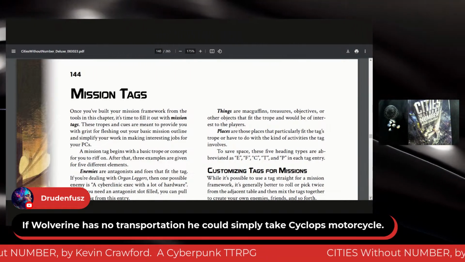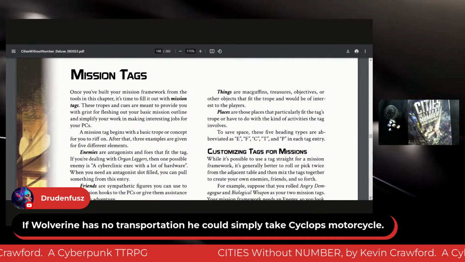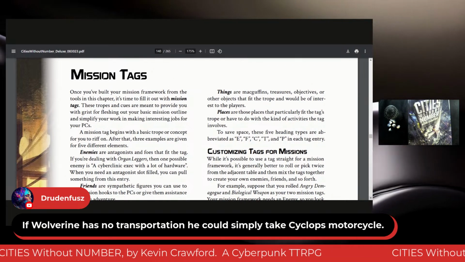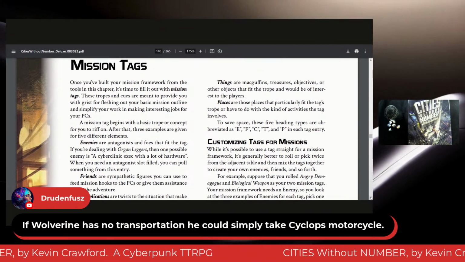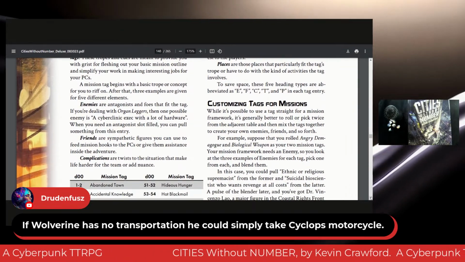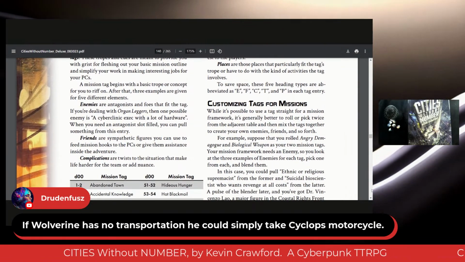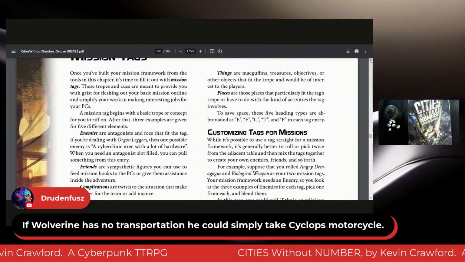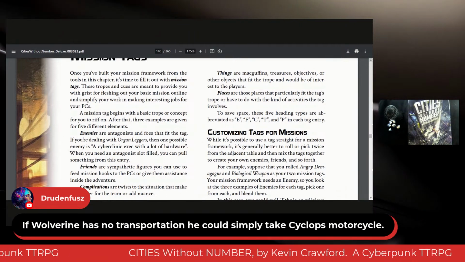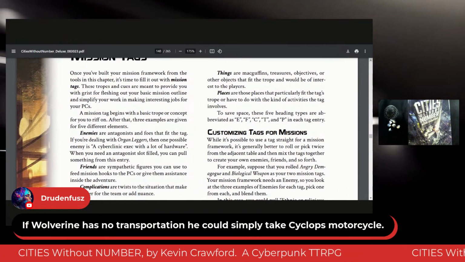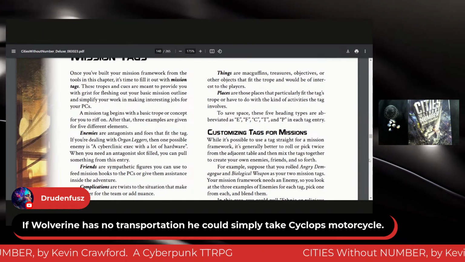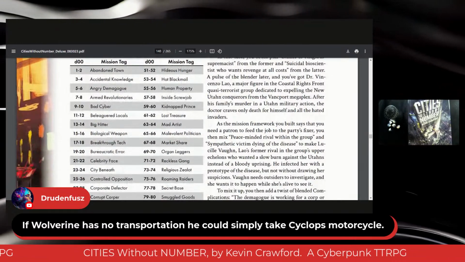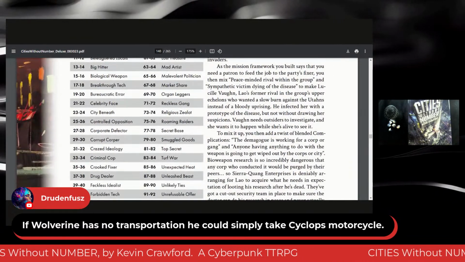Kevin Crawford does this thing about EFCTP for tags, and it stands for enemies, friends, complications. What's the T stand for? Things and places. So EFCTP: enemies, friends, complications, things, and places. And of course, we got mission tags. Whatever the tag is, you can add to it.